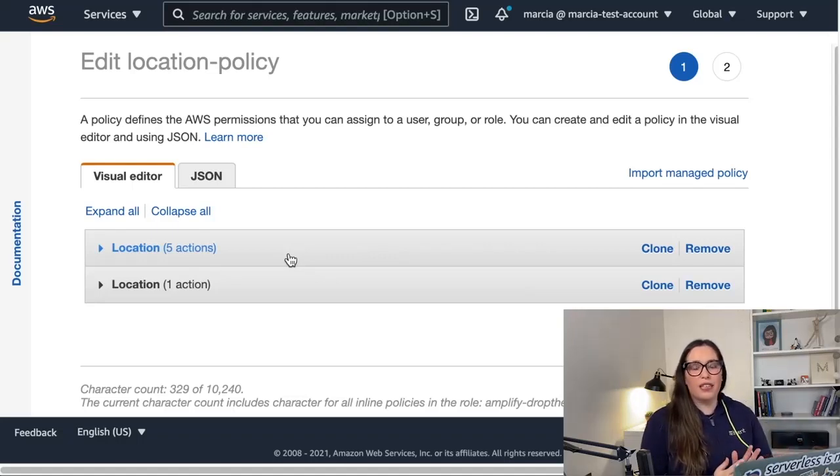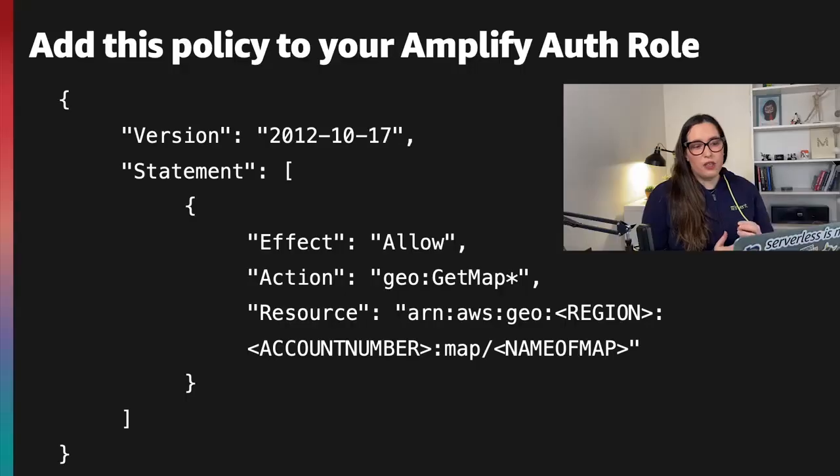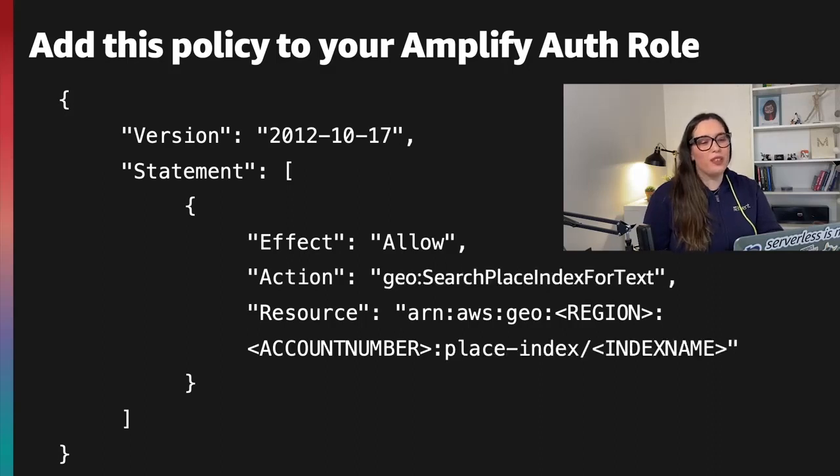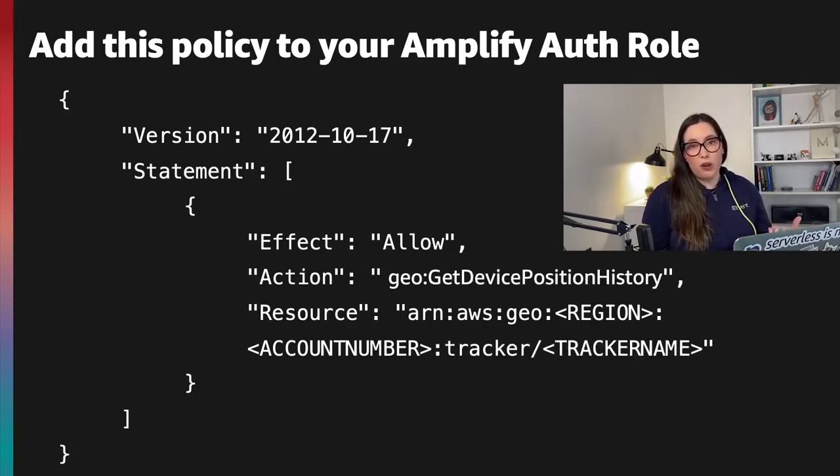In the previous episode, I just gave you a star, and I told you you can do anything on the geo category. Now I want to be more conscious about security, and I will give you 3 policies. The first one is the one to access the map. That is this one, and you can just get it and put your account number and your map name. The second one is to be able to access the index, the search index, and the third one is to be able to access the tracker. So these are the 3 policies that you need in your authenticated application in order to do this.